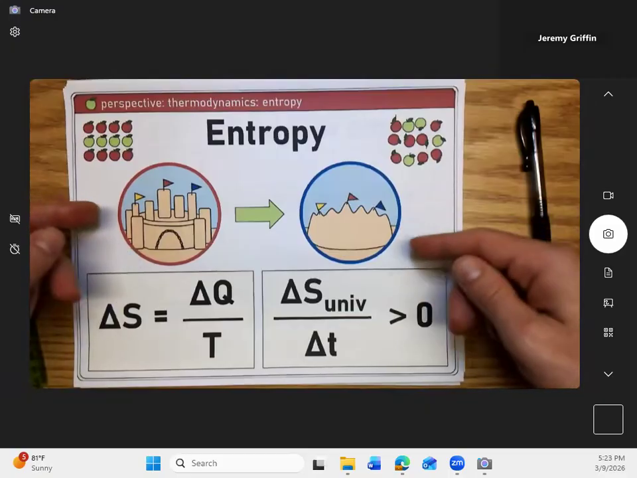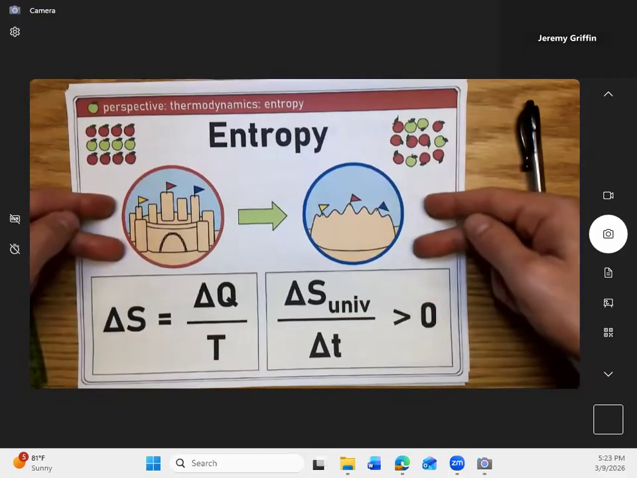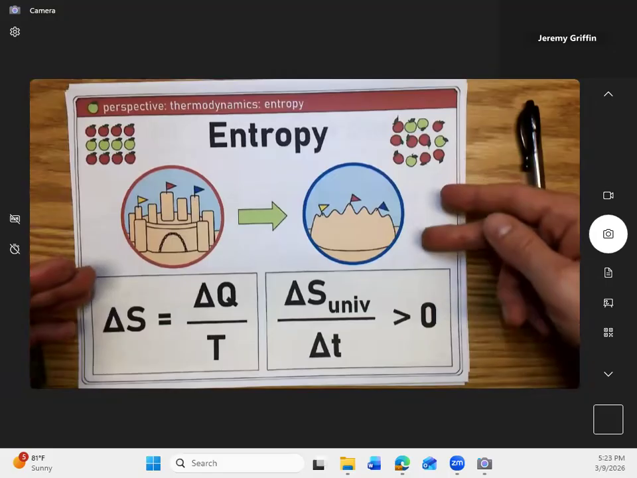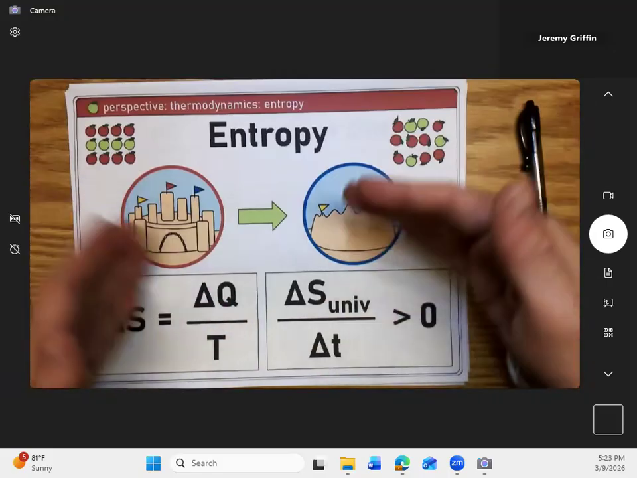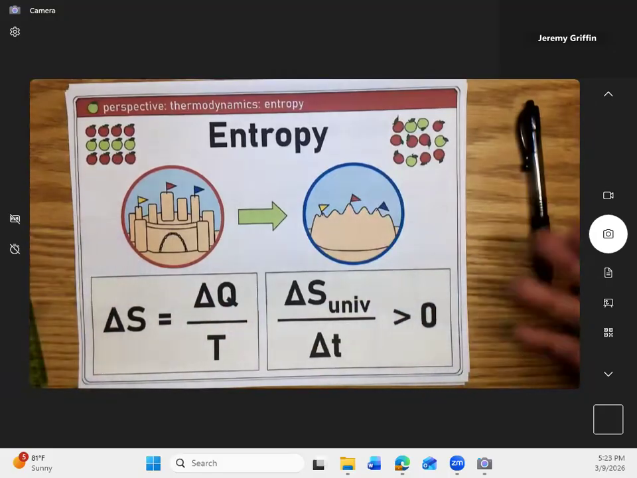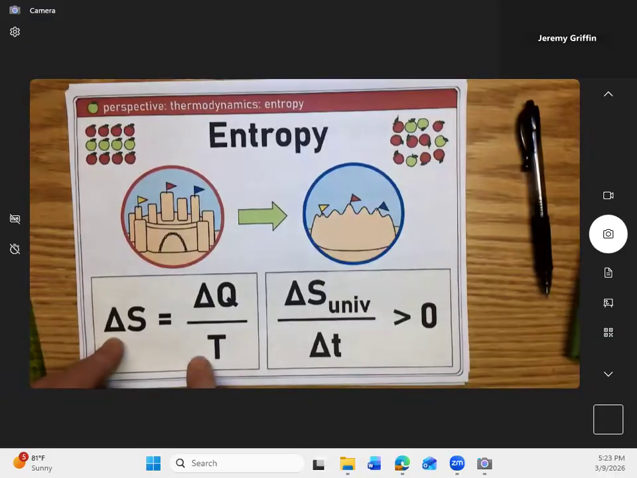So I would expect spontaneously for the left picture to turn into the right picture, but never the reverse. I can't just make a random pile of sand, come back, and the wind has randomly blown it into a highly ordered sand castle. It's not going to happen. And a change in entropy, that's what this is.